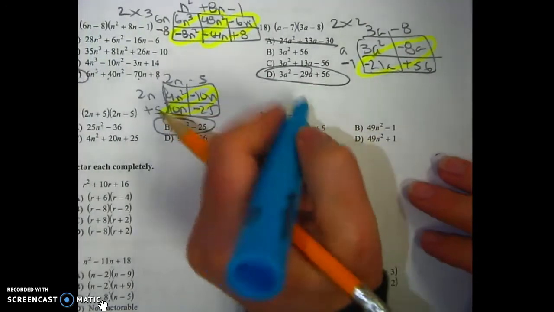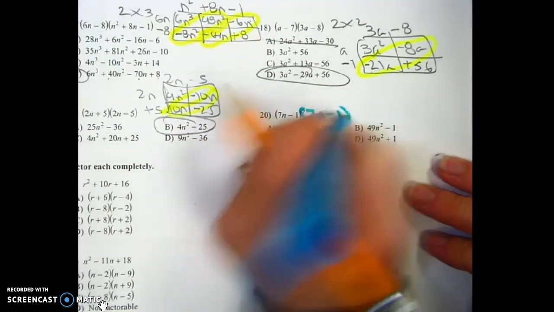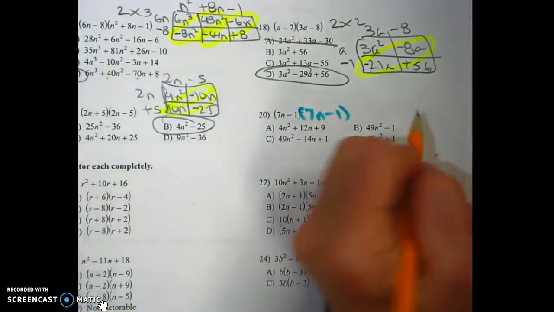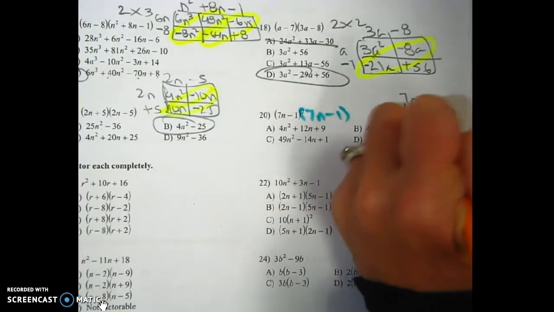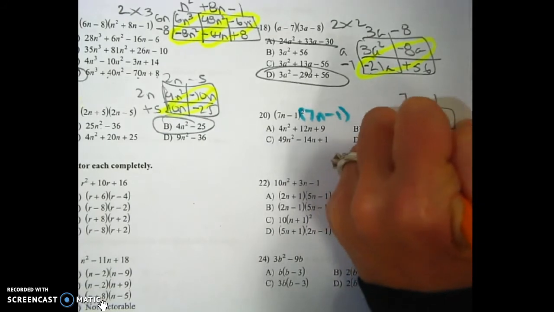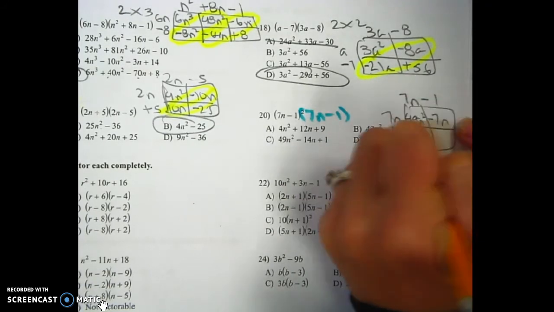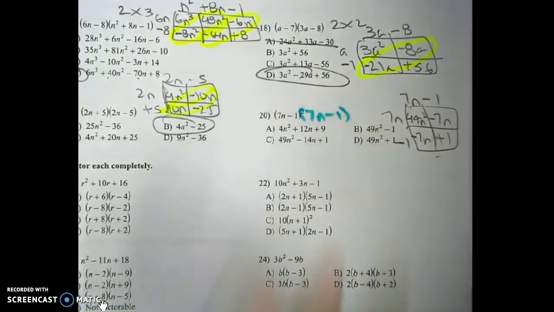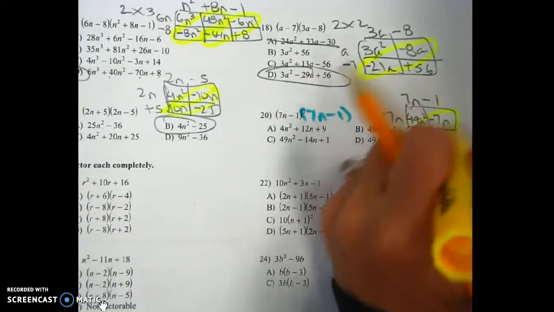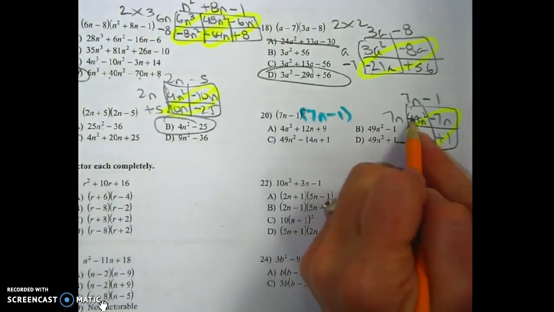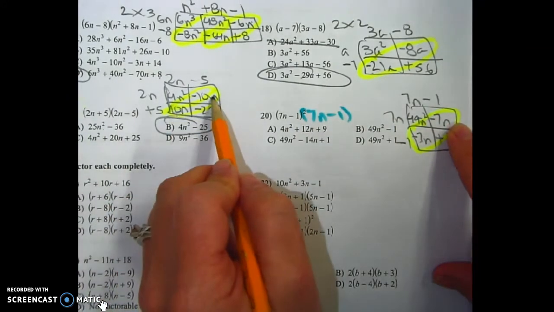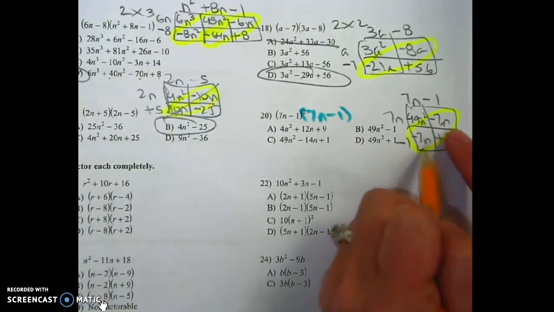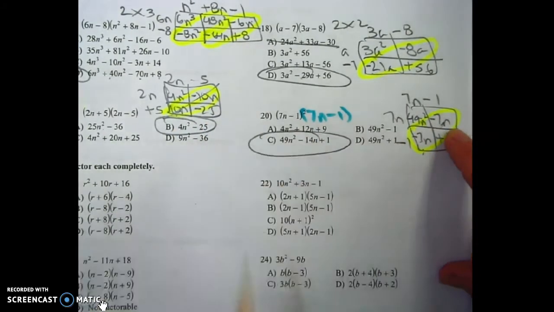Number 20 means you write it again. And then you do your 2 by 2. 7n minus 1, 7n minus 1. Add the diagonals. 49n squared. Negative 7 and negative 7 is negative 14n. So that's different. This is 10 minus 10, gone. This is the same. When it's the same, you add. So that means it's C.